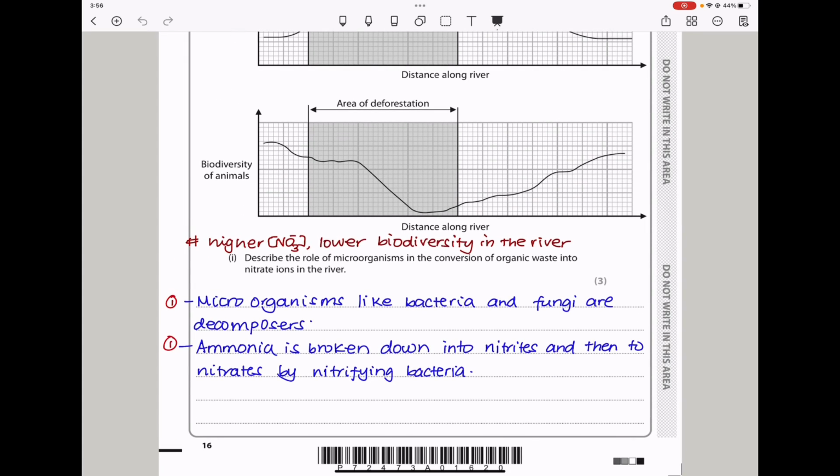So they say describe the role of microorganisms in the conversion of organic waste into nitrate ions in the river. When you're answering this question, you have to begin by stating which microorganisms are involved. So I said microorganisms like bacteria and fungi are decomposers. So in the decomposition, some nitrifying bacteria are going to break down ammonia into nitrites, and then these nitrites are going to be broken down by nitrifying bacteria into nitrates. Moving on.